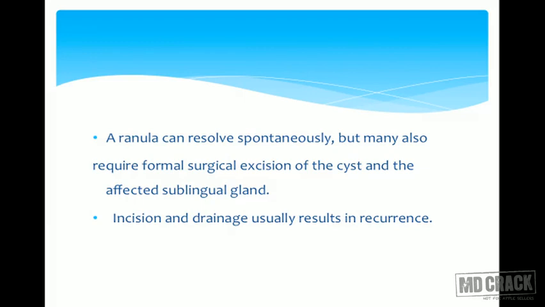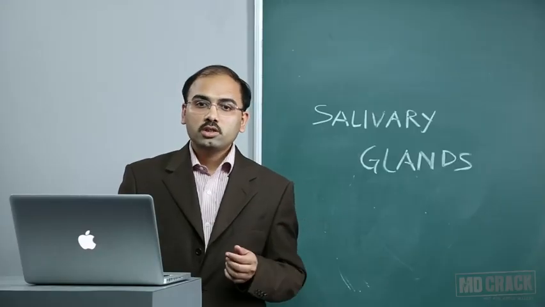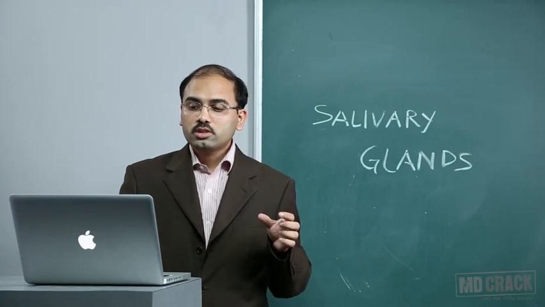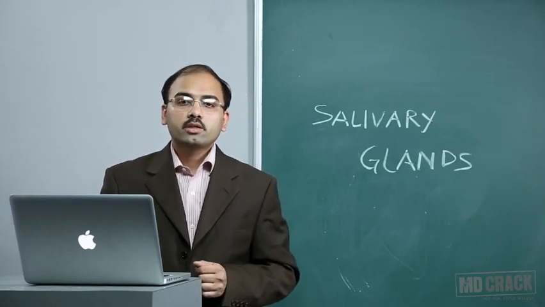Incision and drainage usually will result in recurrence. So best management is by radical or formal excision of the cyst and affected sublingual gland. So you may be asked a question: treatment for ranula is surgical excision and affected sublingual glands, or they may give an option of incision and drainage also. So it is surgical excision along with excision of the affected sublingual gland that will prevent the recurrence.